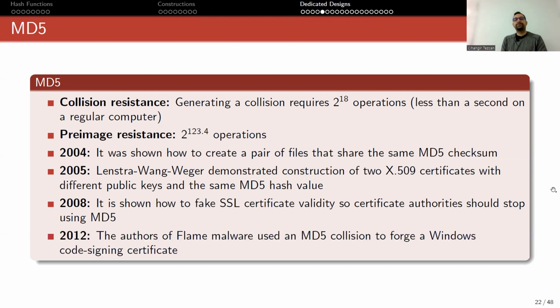But what happened is that in 2012, the authors of Flame malware used an MD5 collision to forge a Windows code signing certificate. So Flame malware was very famous because it was one of the earliest malware that spread to many countries and affected many devices. So just a hash function and a simple collision, and you can break a lot of devices. So actually, at each version of Windows, you are changing this hash function, right? In one Windows, it comes with SHA-1. In the next one, it comes with SHA-2, and so on.